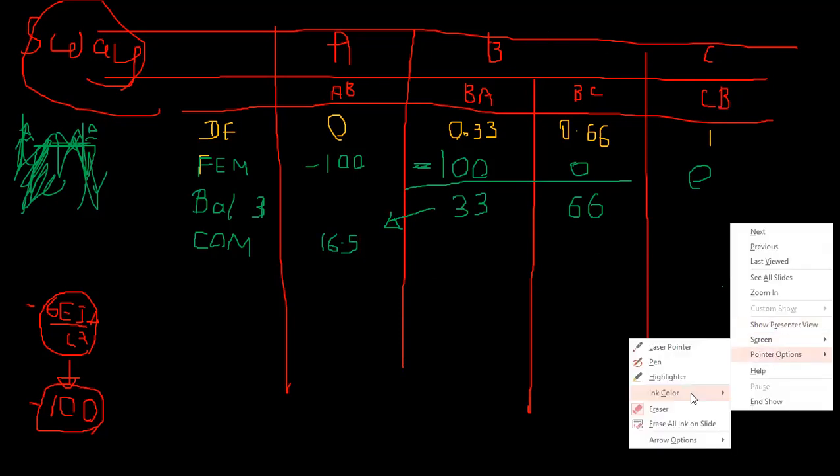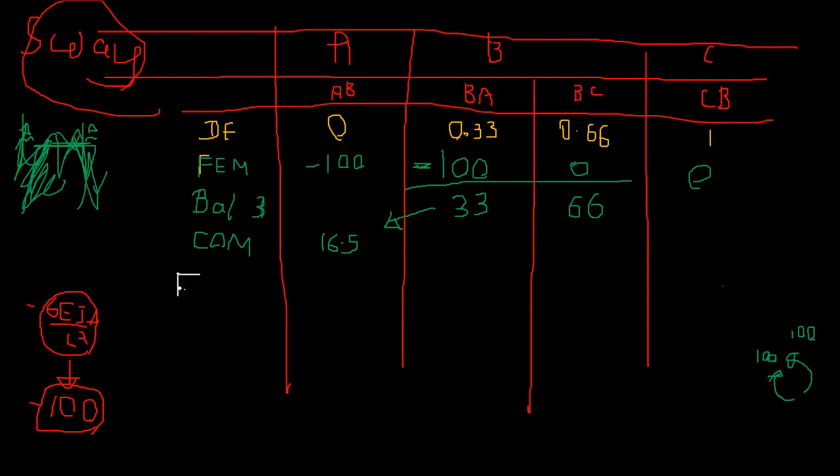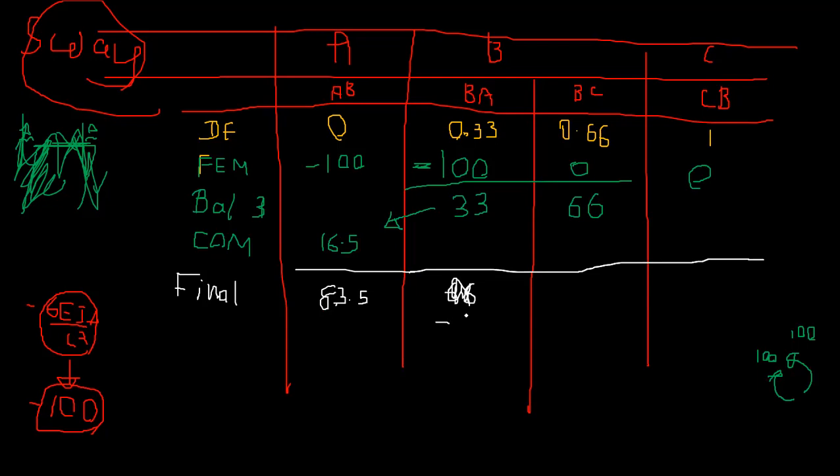So I can take the final bending moments. So here it's going to be how much? 100 minus 16 means 84. So that's going to be 83.5. This is going to be 100 minus 33, so it's going to be 67. Sorry, minus 67. This is going to be 66. It's going to be 0. You draw it.